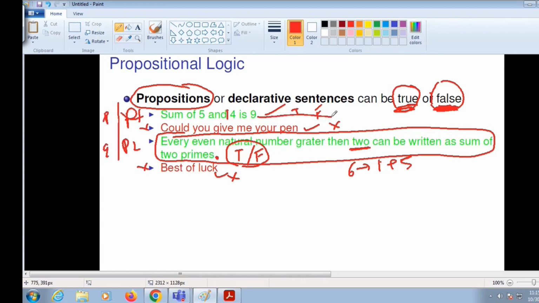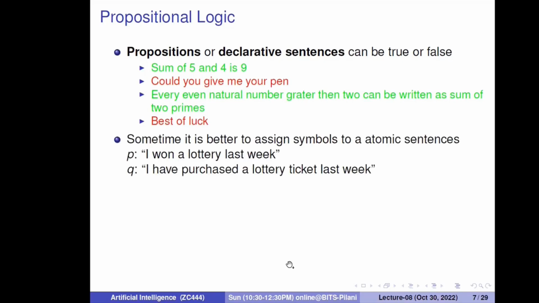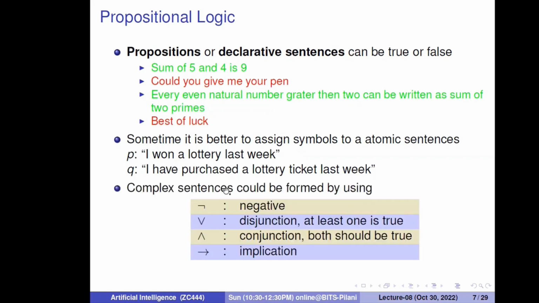I can write this is the statement number P, and this is Q. So I can give names to them. That is also a very good idea. Sometimes it is better to assign symbols to atomic sentences. As I told you, when they are atomic sentences, I can assign P. For example, P is I won a lottery ticket last week. Q, I have purchased a lottery ticket last week. So you can see that Q implies P, because he has purchased, then he has won this particular thing. All those things will come later.